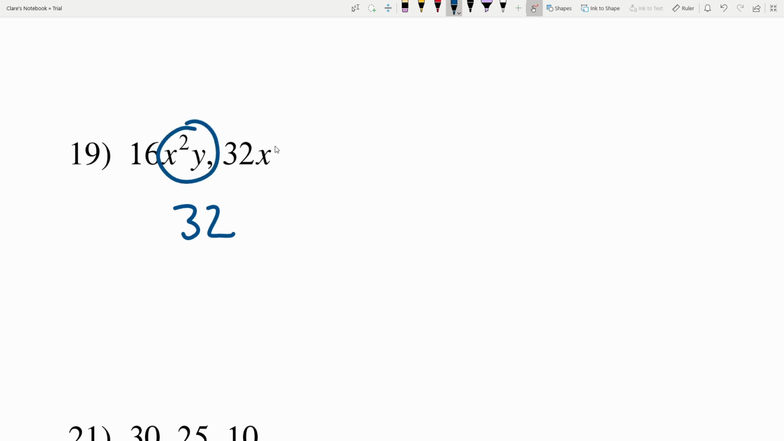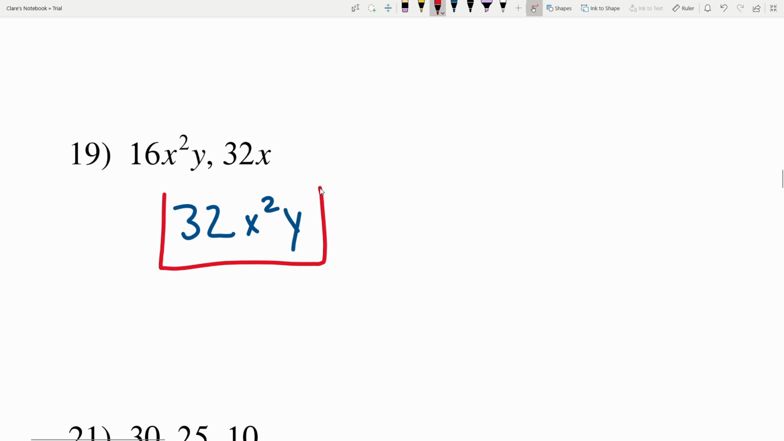Now I just have to figure out my variables, x squared y and x. The greatest exponent with an x is 2, and the greatest exponent with a y is 1. So this is going to be 32x squared y for my least common multiple in number 19. Both 16x squared y and 32x are factors of 32x squared y.